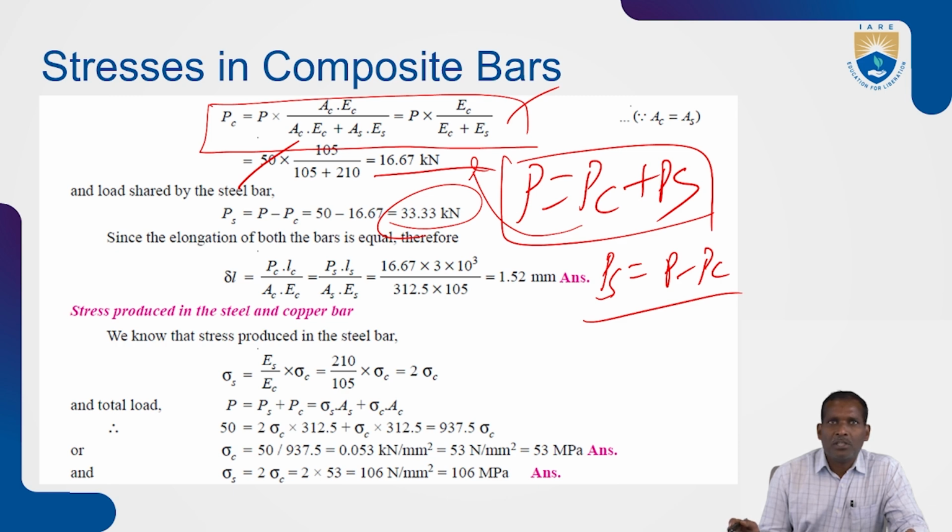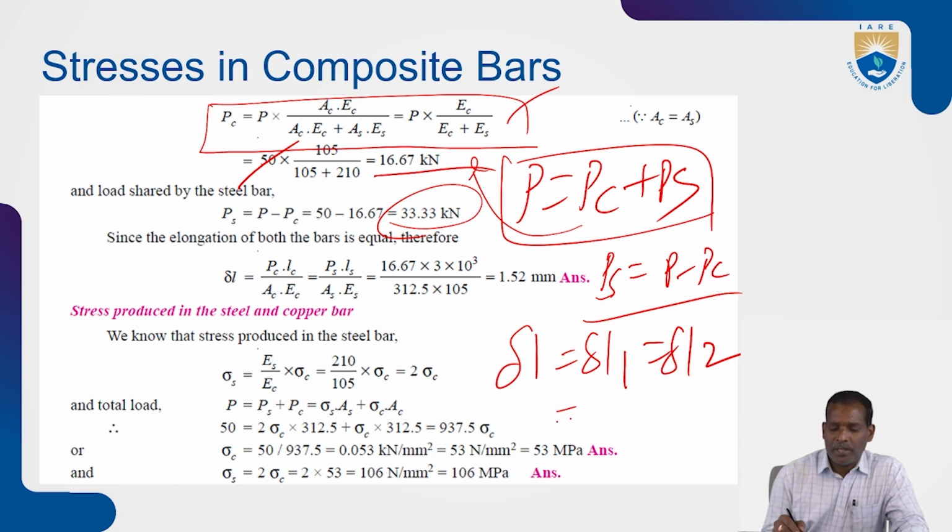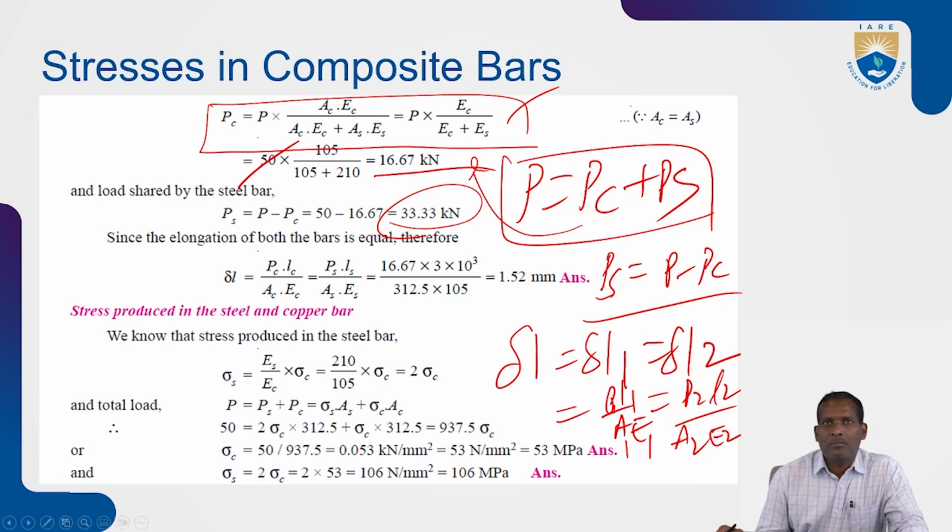The elongation of both the bars is equal. So delta L is equal to delta L1 and delta L2. That is PL by AE: P1 L1 by A1 E1 is equal to P2 L2 by A2 E2. Substitute all values in this and you will get delta L.